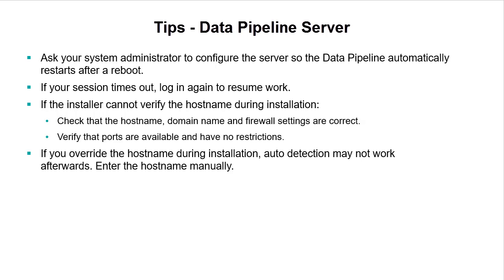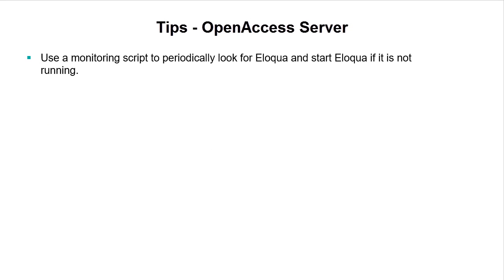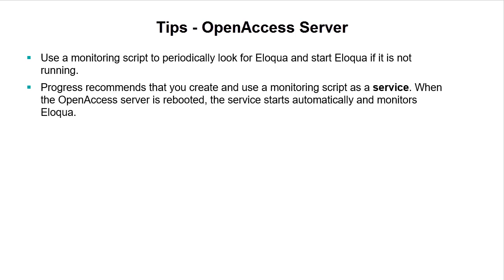If you override the host name during the initial installation of the data pipeline, auto detection may not work afterwards, so you may need to enter the host name manually. If you have installed the Open Access server software, Progress recommends that you use a monitoring script to periodically check that Eloqua is running. If Eloqua is not running, the script restarts it. You can run a monitoring script as a service or as a background process. The difference is how they behave after a server reboot.